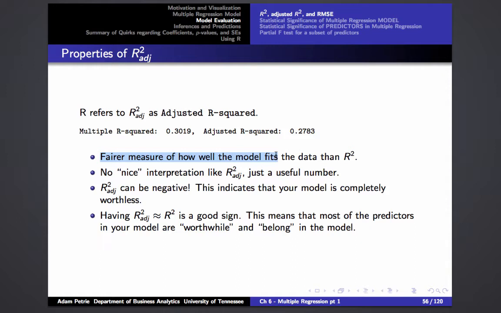Now, unfortunately, there's no nice interpretation of r squared adjusted. It's just a useful number. I can't interpret what it actually means in words. And like I said, r squared adjusted can be negative, indicating a really bad model. Now, when r squared and r squared adjusted are about the same value, that's actually a really good sign. That means typically that most of the predictors in your model are worthwhile. They're really adding to the ability to help predict y.